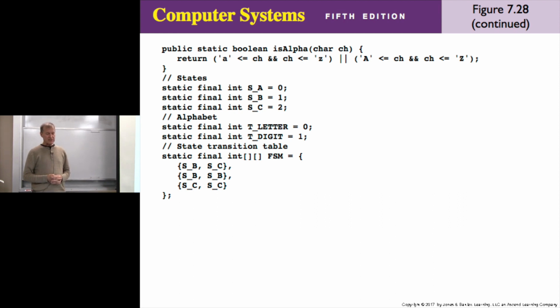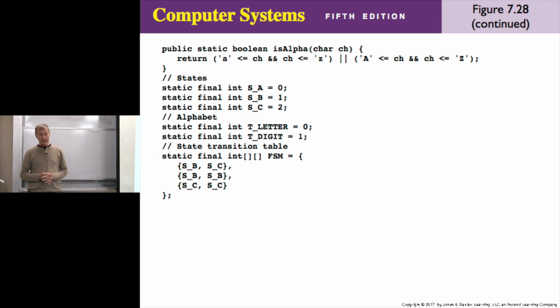So remember what the states are? The states are integers. So we have static final int S underscore A equals 0. Now what does static mean? One per class, instead of one per object. Final means? Constant. So this is how you do const in Java. And int is type int. And S_A means state A. So that's state A, and that's just 0, and then state B is 1, state C is 2, and then T letter is 0, T digit is 1.